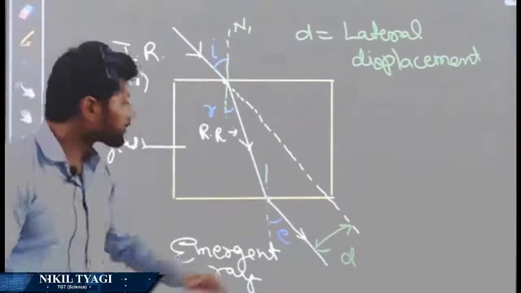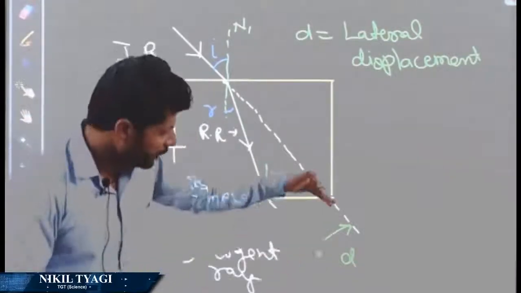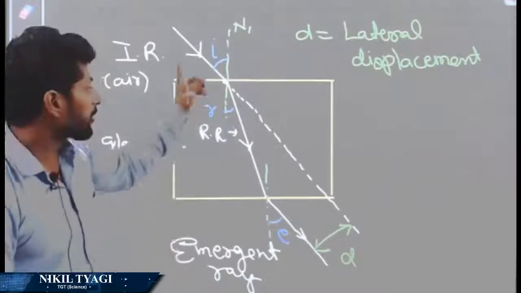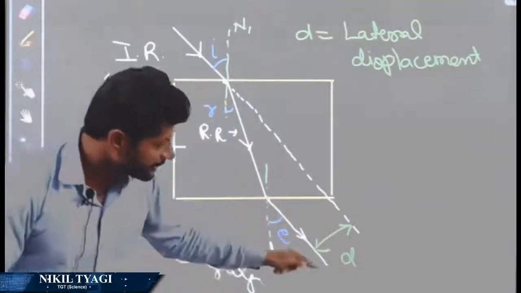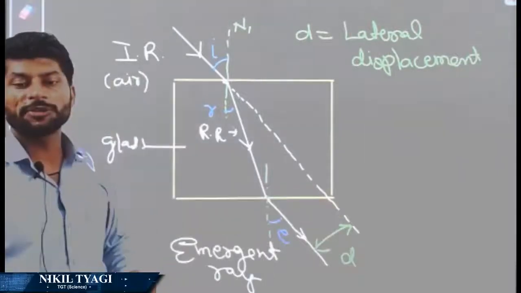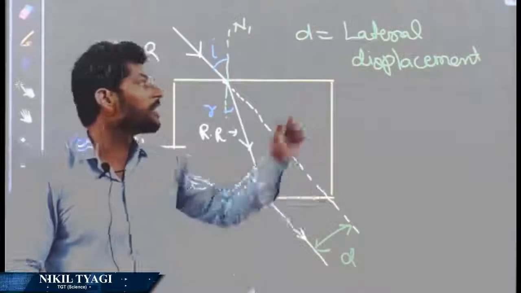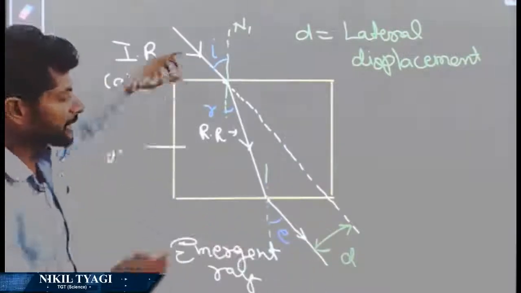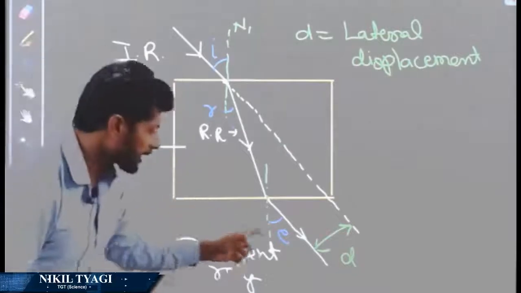When a light ray passes through this glass slab, the direction of the light ray changes, so it is shifted to this side a little bit. If it went straight, it would go here, but due to refraction of light, it is shifted this side. So this shift, the distance between the direction of the incident ray and the direction of the emergent ray, is known as lateral displacement.